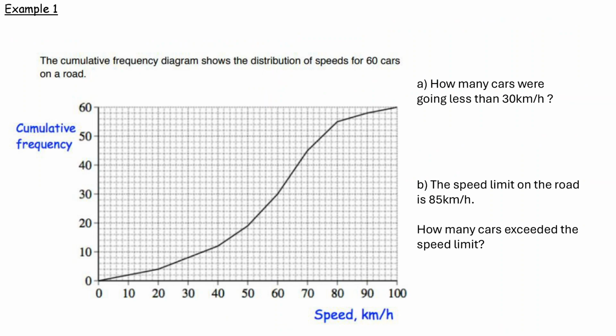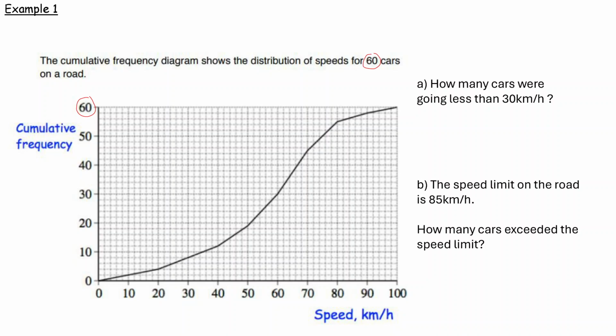Let's get into it. So we've got a cumulative frequency graph here, and it says the cumulative frequency diagram shows the distribution of speeds for 60 cars on a road. We can see that also over here. So cumulative frequency is your running total, and in total there are 60 cars. The first part is asking how many cars were going less than 30 kilometers per hour. So what we need to do here is draw a line at 30, and see how many cars that is going to be.